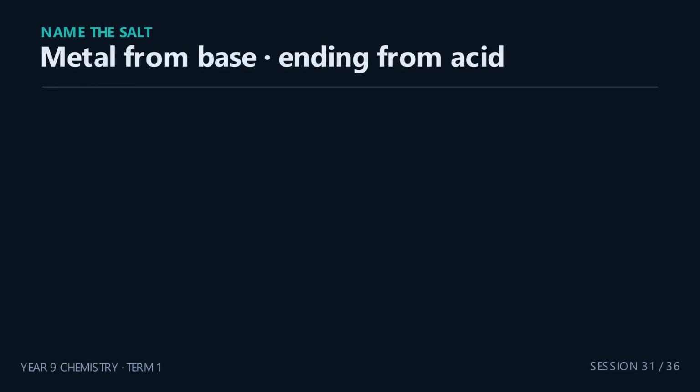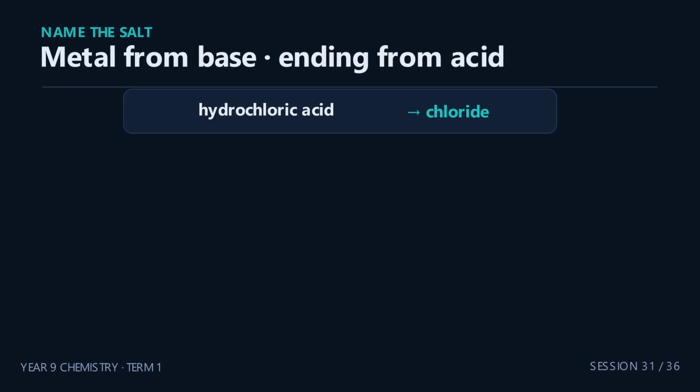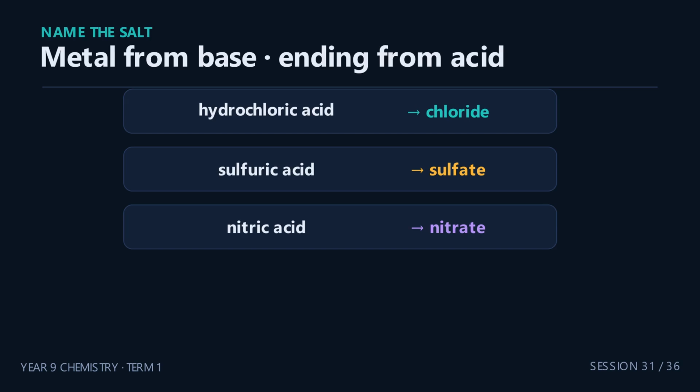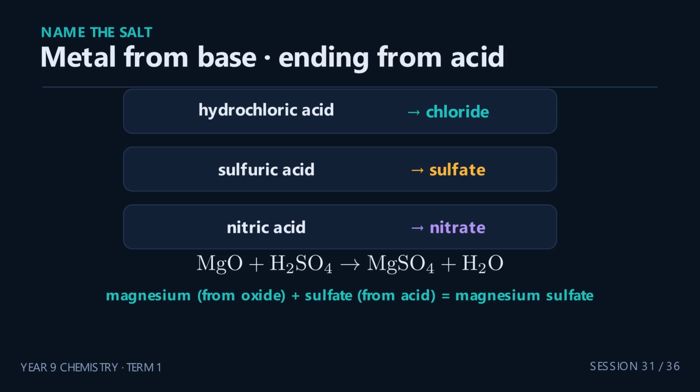Naming the salt follows the pattern you've banked. The acid gives the ending. Hydrochloric acid makes chlorides, sulfuric acid makes sulfates, nitric acid makes nitrates. And the metal comes from the oxide or the carbonate. So magnesium oxide plus sulfuric acid gives magnesium sulfate plus water. Magnesium from the oxide, sulfate from the acid. Read the two reactants, and the salt names itself.